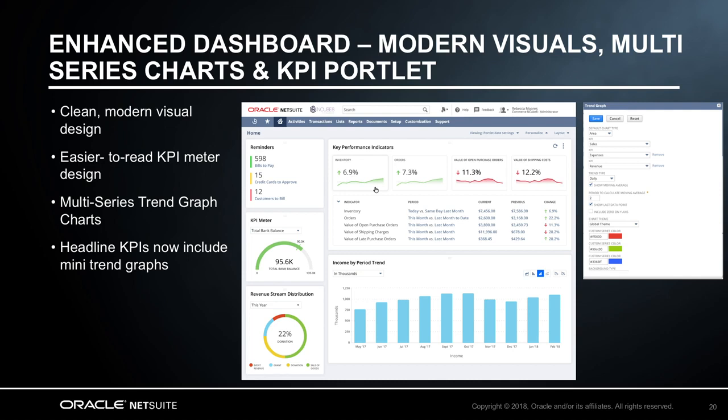The clean, more modern visual design makes it faster and easier to consume key business insights at a glance, including a redesigned KPI meter. You can now display multi-series charts in trend graph portlets, comparing up to 3 KPIs, both standard and custom. The headline KPIs are more bold and distinct, including a mini trend graph, enabling you to act quickly on insights. To see the full list of KPIs, you can expand and collapse the list under the headline KPIs.